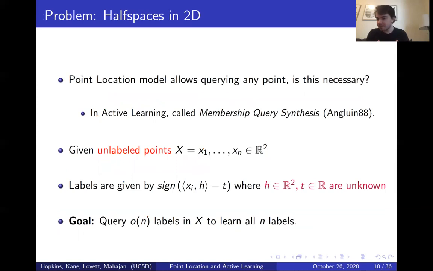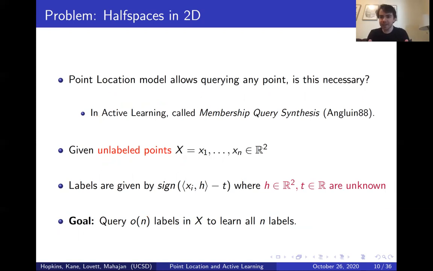So this is very similar to the dual point location model that I talked about earlier, where the main difference is just that in our model, we're actually allowed to query any point. So we're given this batch of unlabeled data, and usually in active learning, you would just send the data to the oracle, but we're allowed to synthesize points. And this has actually been studied in the context of active learning. It's called membership query synthesis.